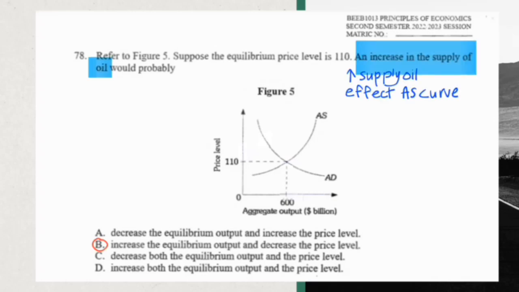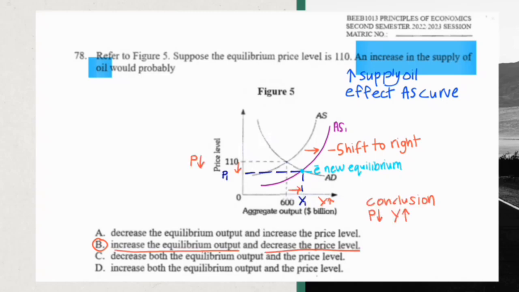Congrats to those who chose me. For those who did not, let's do it together. The supply of oil increases, which will affect the AS to shift to the right, so the new equilibrium is here. We can see that price is decreasing and output is increasing.